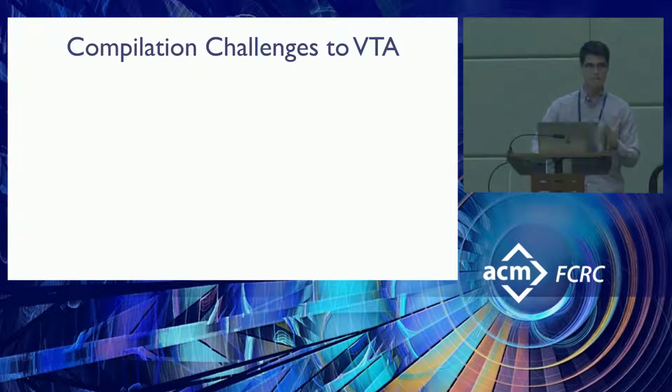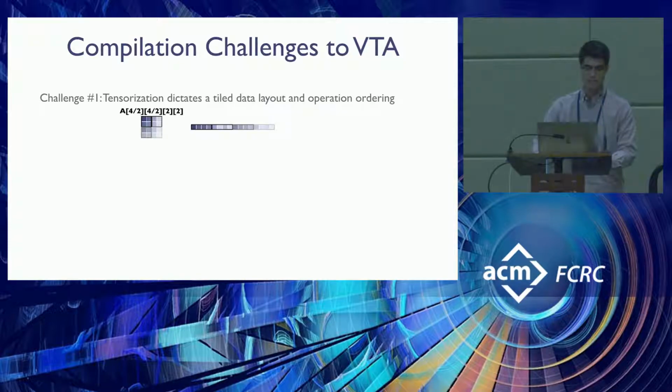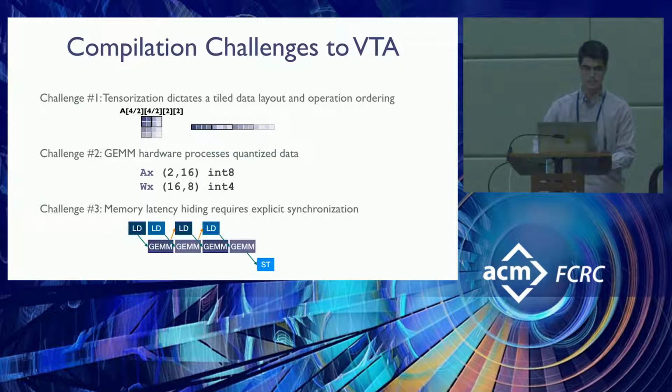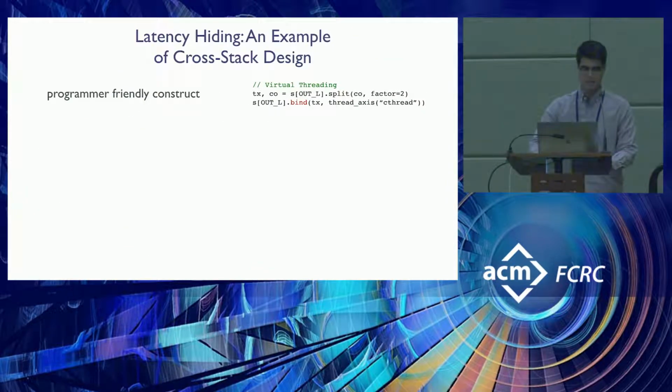To recap the challenges as we step through the architecture: first of all, we have to deal with tensorization. This tensorization dictates a certain data layout, but also operation ordering. In addition, we have matrix multiply hardware that processes quantized data, which is a bit of a challenge if you're taking an off-the-shelf pre-trained model. And finally, we have subtle things like memory latency hiding that require explicit synchronization of tasks. How do you translate this at a very low level for the programmer who doesn't want to think about hardware? Just to give you an idea of how we deal with this, we use virtual threads.